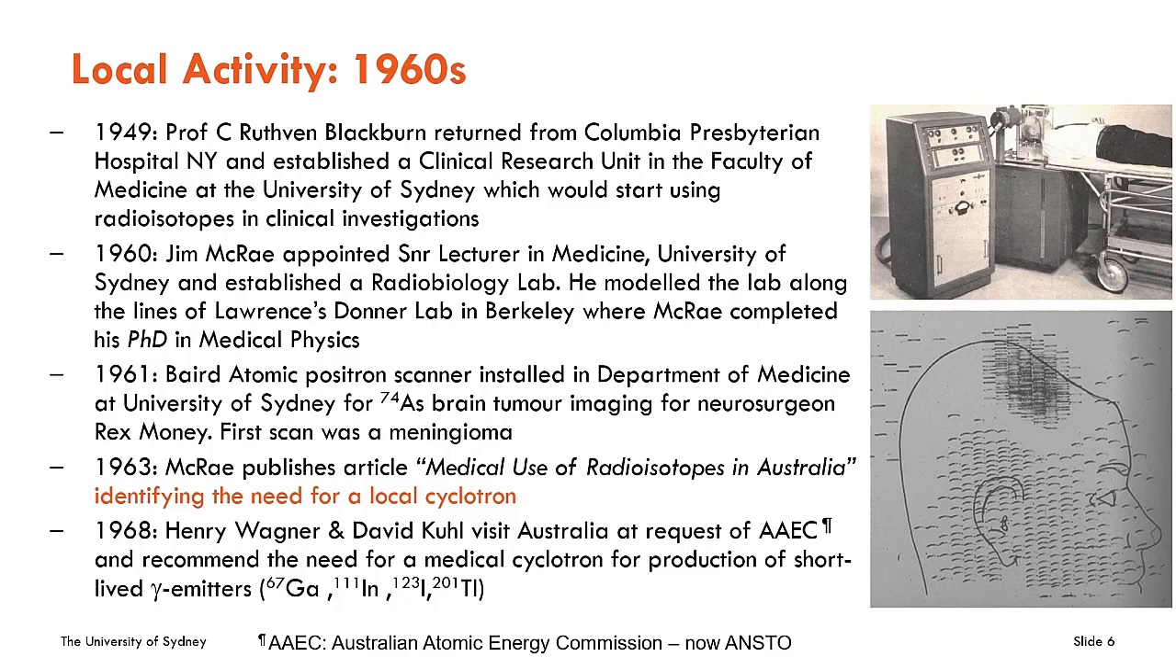There are papers on the study of ascites and other chromium-labeled iron ferrokinetics and so on from this early phase of this unit. And McRae was very important in establishing this, and he learnt a lot of this when he worked at the Donner Lab in Berkeley with Lawrence, to which he eventually returned in the 1970s. In 1963, he went on to publish a paper entitled Medical Use of Radioisotopes in Australia. And at that stage, he identified the need for a local cyclotron.